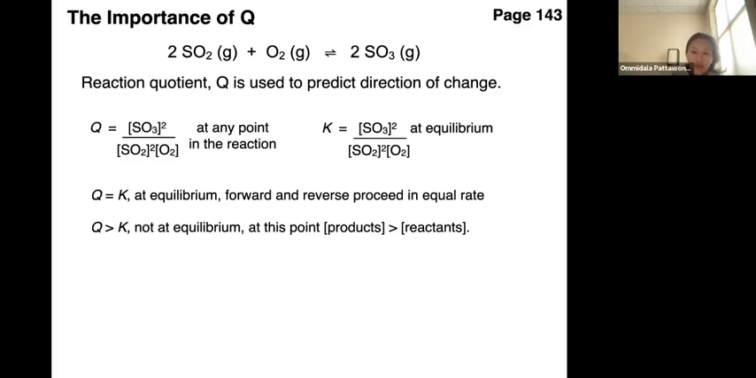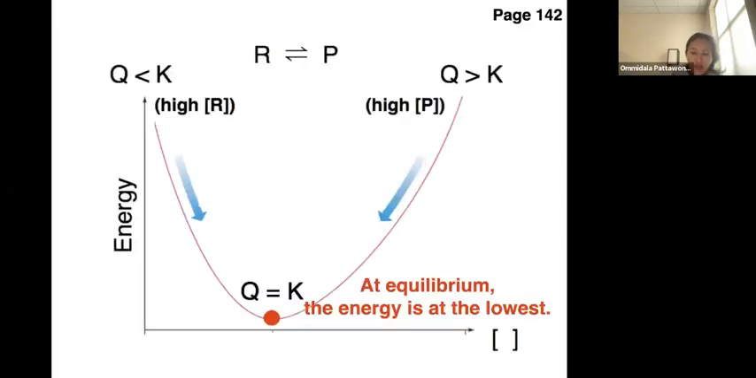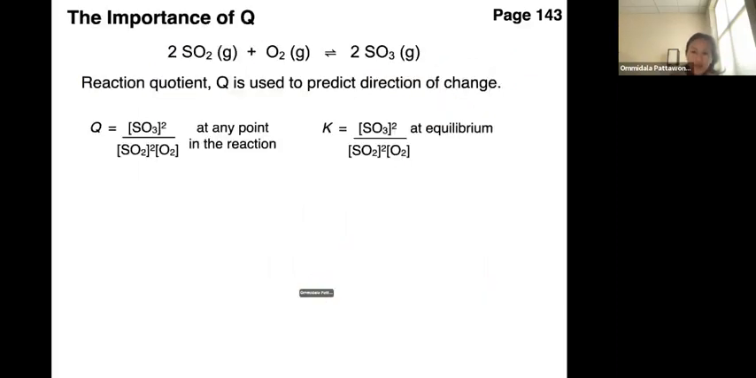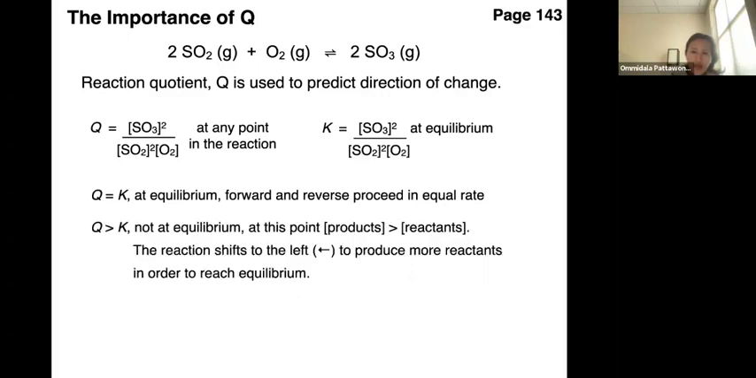Similar to the graph that I mentioned earlier, when Q is greater than K, it's going to reduce the amount of product by converting it to make more of the reactant, until it reaches equilibrium again. So that's what it means here. It's going to proceed toward the reactant in order to reach that equilibrium point.